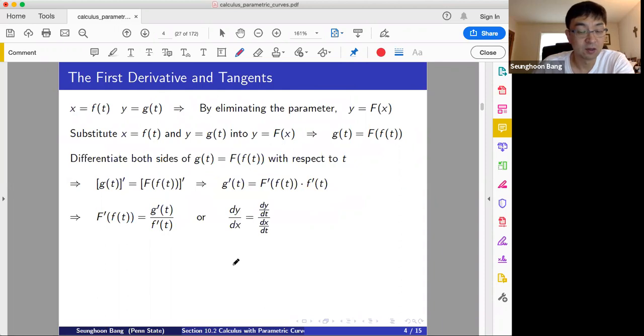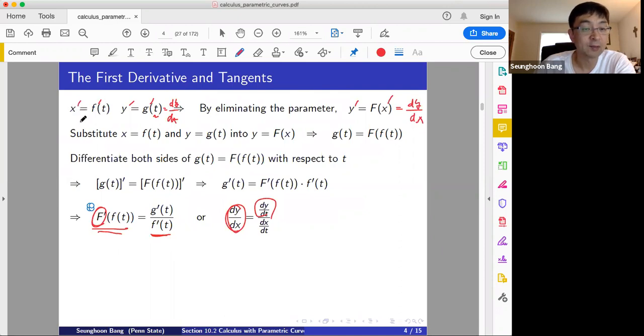Next, you can change this. Capital F prime is exactly the same as y prime, which is the same as dy over dx. You can replace this by dy over dx. G prime of t is this y prime; since t is the variable, we can write dy over dt. What is f prime of t? It is x prime. T is a variable and x is a function, so you can write dx over dt. So we have this.